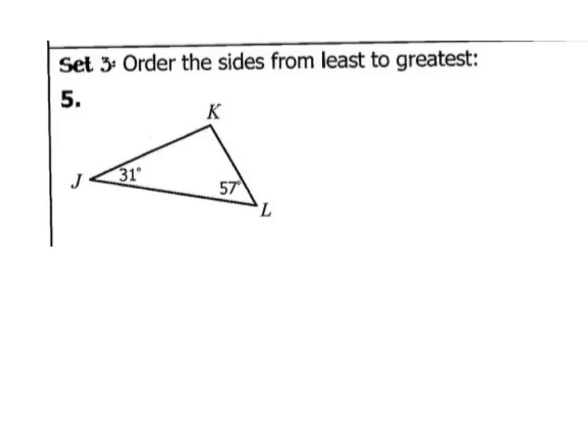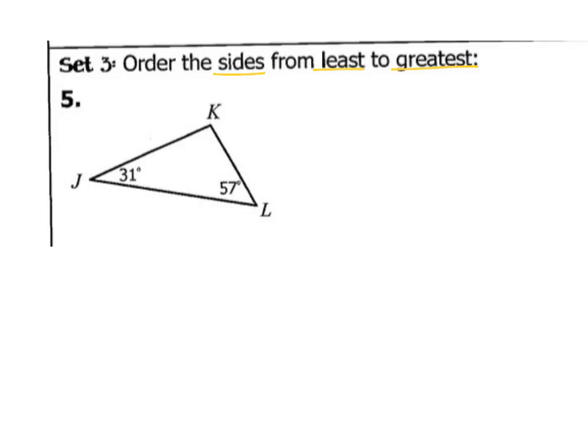All right, number 5. Now we're ordering the sides from least to greatest. So we identify that we're going to be listing out sides, and we want to go from the smallest side to the longest side. So we want to do this by comparing the angles. And we need to know what all the angles are. So the first thing we need to do is find out what is the measure of angle K.